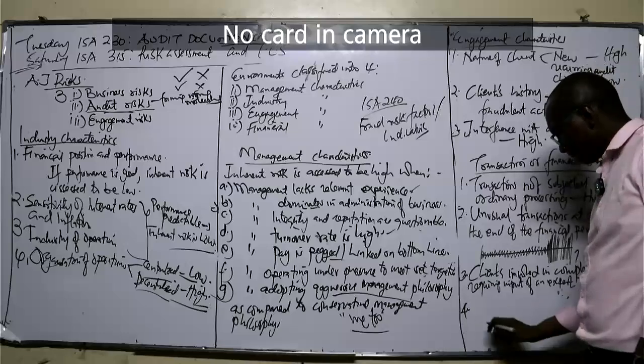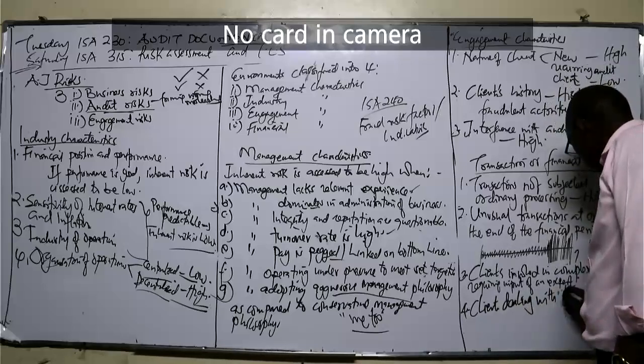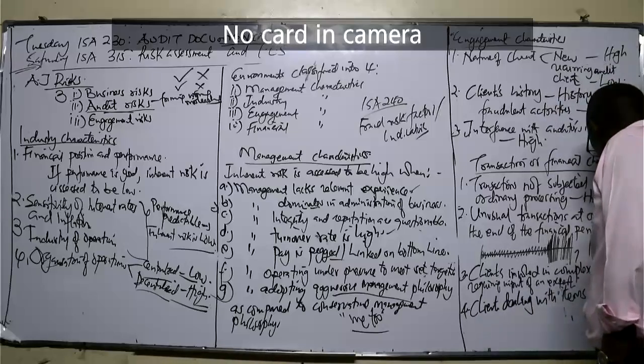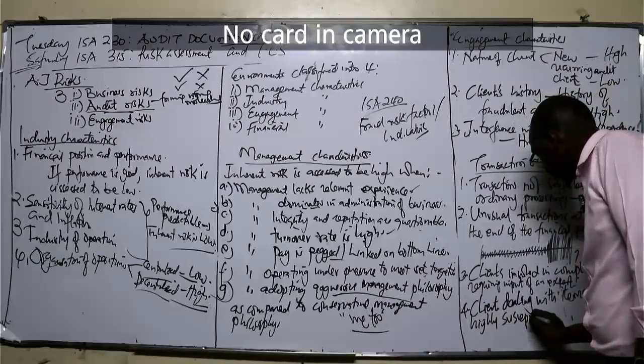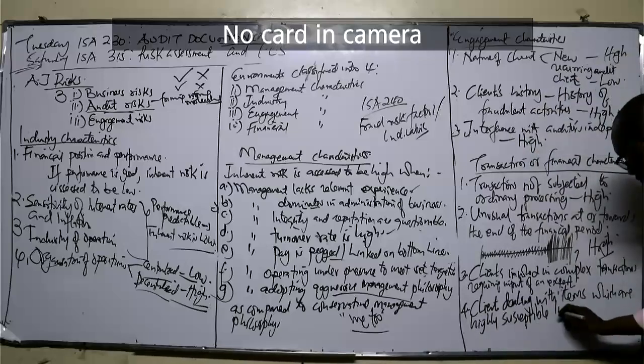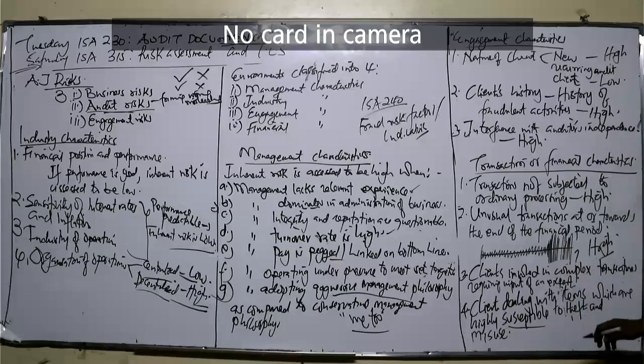Number four, client dealing with items which are highly susceptible to theft and misuse. Highly susceptible. Inherent risk relates to susceptibility. So there are times that the client deals with items which are highly susceptible to theft and misuse. If you find that the client is still accepting cash payments, assess inherent risk as being very high. You know, cash is highly desirable and highly reportable.